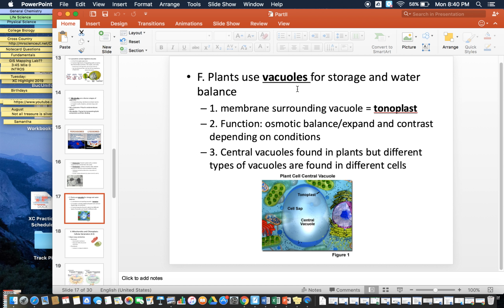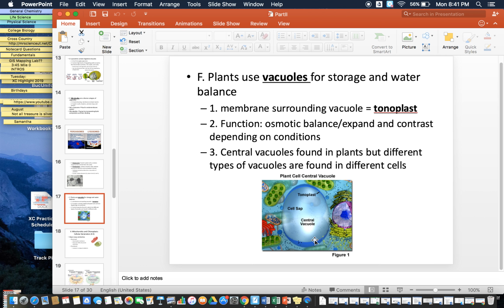All right, some other organelles you need to know. Vacuoles, which are for storage and water balance. So the shape of the central vacuole will determine whether or not the plant is wilted or turgid. The membrane surrounding the vacuole, we usually call the tonoplast. You can see it labeled here. And it expands or shrinks depending on osmotic balance and conditions.